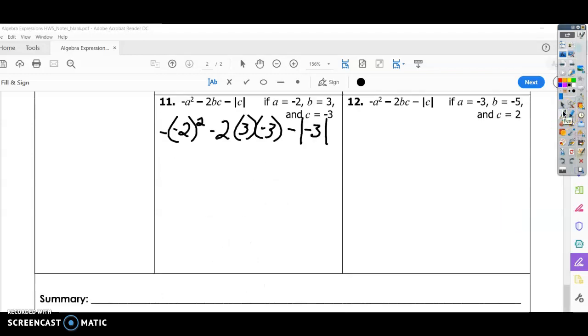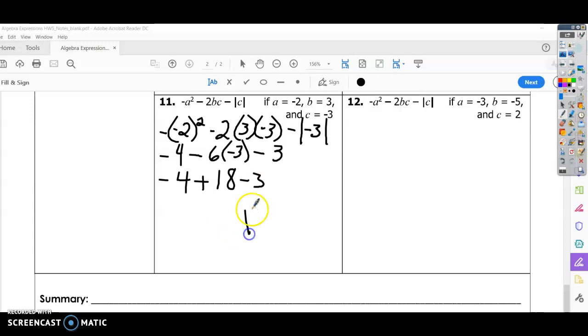All right, to save just a little bit of time, I went ahead and wrote this one with the numbers substituted in. So we've got a negative. Negative 2 squared is positive 4. Minus 2 times 3 is negative 6 times the negative 3. And then minus, and if you remember, absolute value becomes positive, so that's a positive 3 now. So negative 4, negative 6 times negative 3 is plus 18. So I'm going to have negative 4 plus 18, sorry, which is 14, and then minus 3, which is 11.